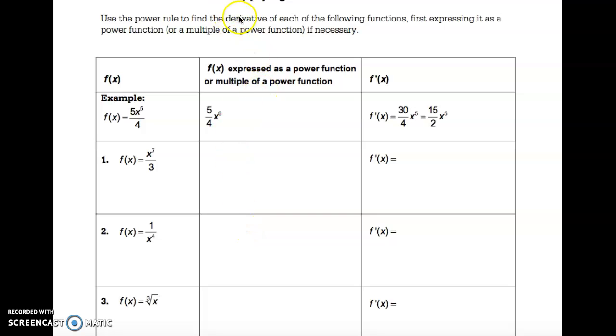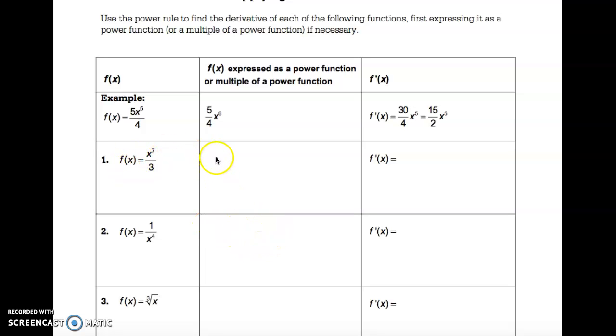So we're using the power rule to find the derivative of each of the following functions, first expressing it as a power function or a multiple of a power function. So basically we want to rewrite it so that it has an x to some sort of power. And we've been practicing doing that already, right? Rewriting radicals, or rewriting it when x is in the denominator, rewriting it with a negative exponent. So we're just going to do a little bit more of that.